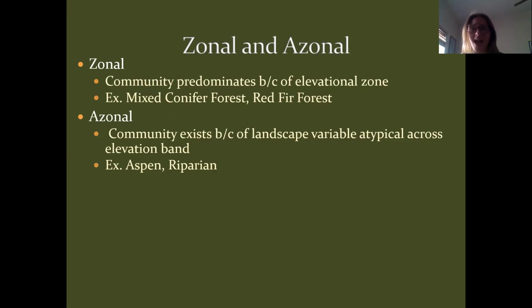And that's different than an azonal community, and that exists on the landscape because of some sort of variable or atypical situation that doesn't exist all across that elevation band, but just within a particular spot, like a stream corridor runs through. So that creates a riparian zone, and that doesn't have to do with the elevation there. It has to do with the water that's there. Or aspen stands can occur in forests where we have really wet soil. So that would be another kind of azonal characteristic that might occur in a particular spot.